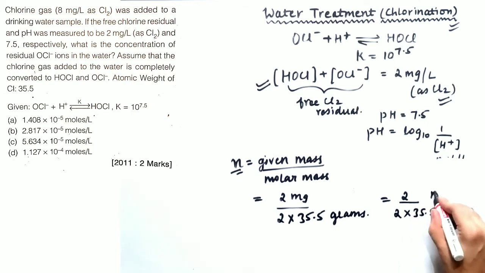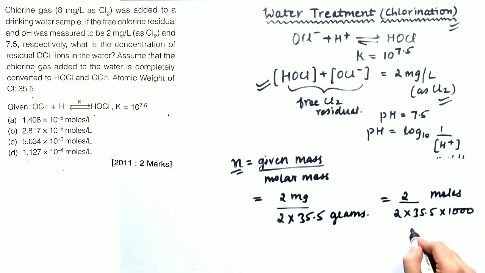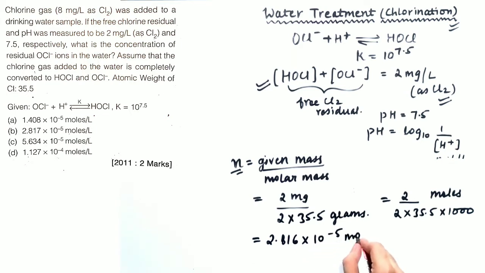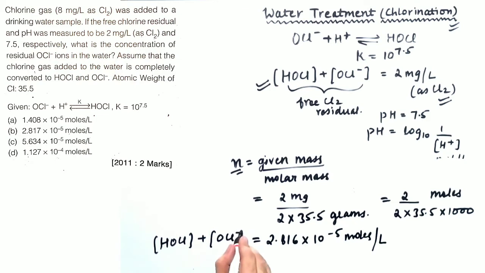Now this will be in moles, since the denominator and the numerator are in the same units of milligram and milligram. So when you solve this, it will come out to be 2.816 × 10^-5 moles. But this is for 1 liter of solution, so this is moles per liter. So this is the value of HOCl plus OCl⁻. But HOCl and OCl⁻ are equal in concentration from the equation. From that K equation we finally came to this particular result.